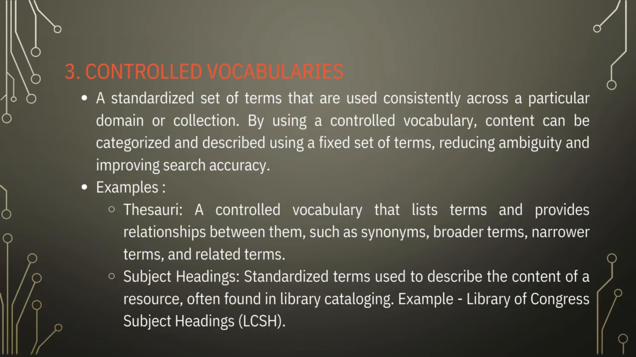In this slide, we examine controlled vocabularies, which are standardized sets of terms used consistently within a particular domain or collection. In digital libraries, controlled vocabularies play a critical role in ensuring that content is categorized and described using a fixed and agreed-upon set of terms. This reduces ambiguity and improves search accuracy, especially in large and diverse collections.